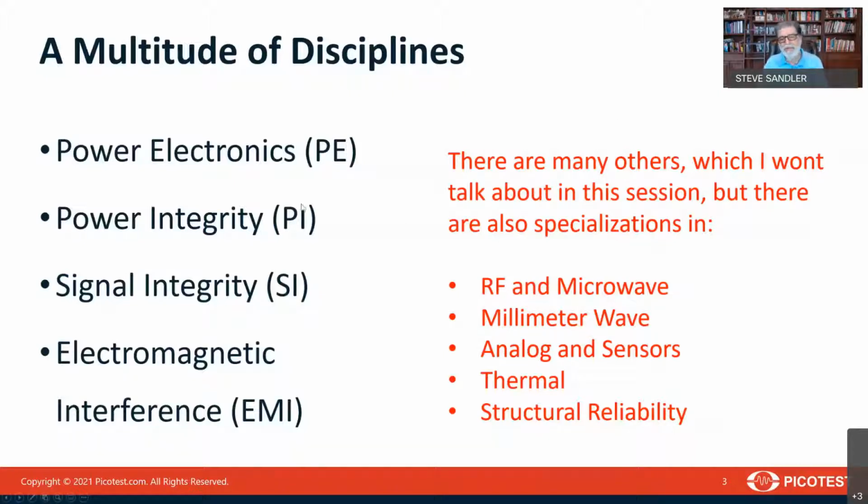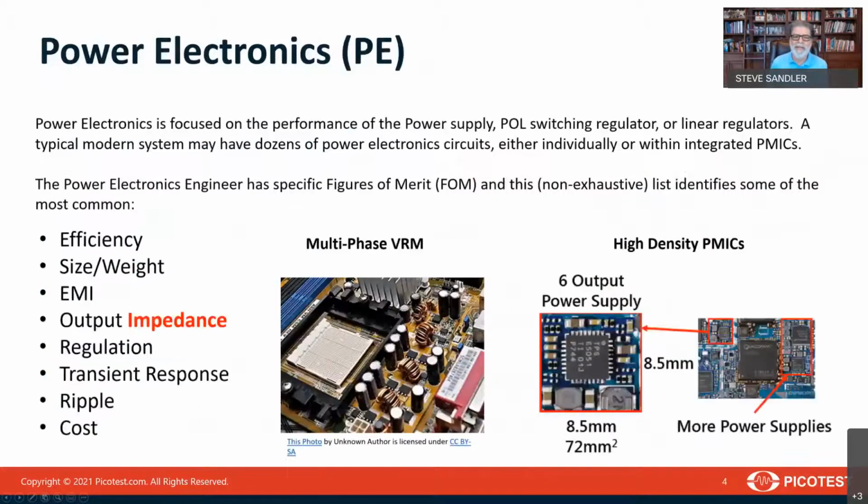But today I'm going to focus on the four on the left-hand side: PE, PI, SI, and EMI. And even more importantly, how it is that they interact. So when we talk about power electronics, it's really focused on the performance of just the power supply. That's the point of load switching regulator, linear regulator, multi-phase VRM, but it's that main power conversion.